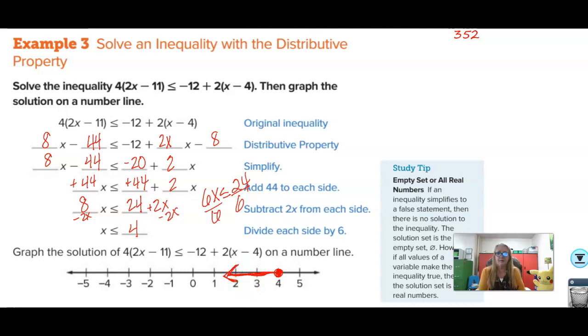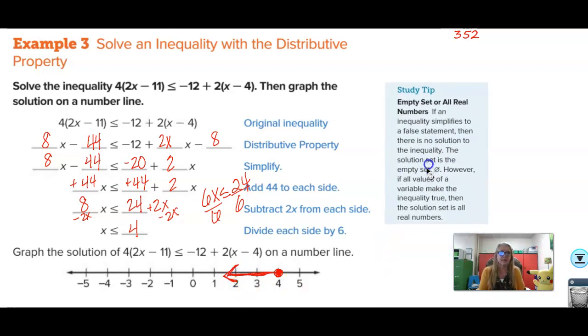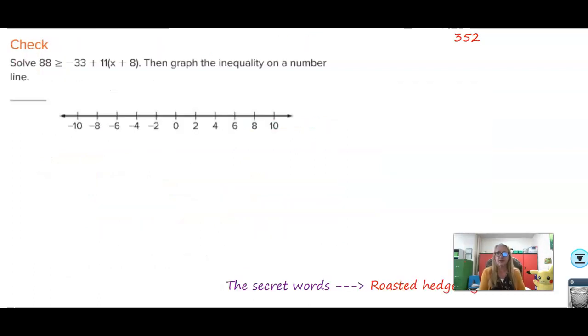Okay. I found this little tidbit here kind of interesting. It says if an inequality simplifies to a false statement, then there is no solution to the inequality. The solution set is the empty set. However, if all values of a variable make the inequality true, then the solution set is all real numbers. I thought that was kind of interesting, because it works that way with equations too. If you get a true statement, it can have an infinite number of solutions. And if you get a false statement, you can have no solution.